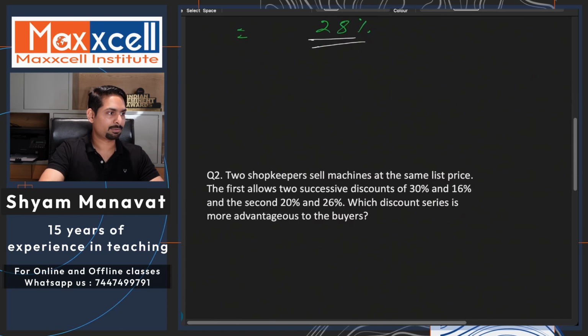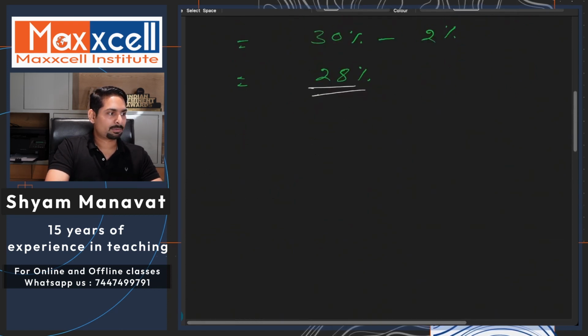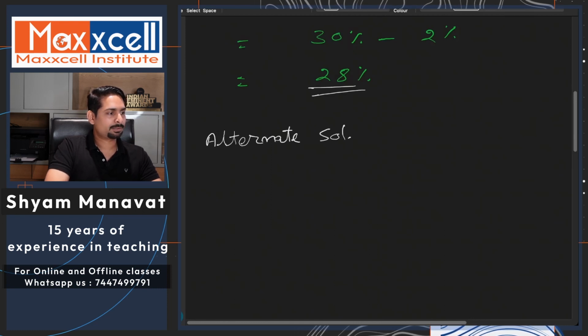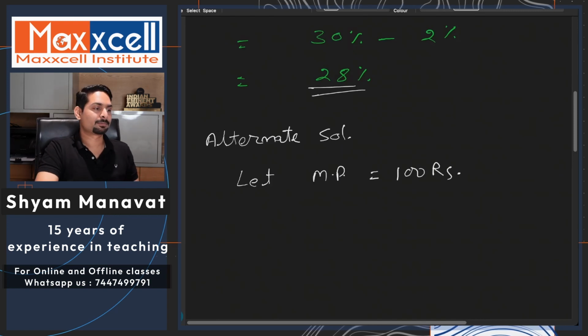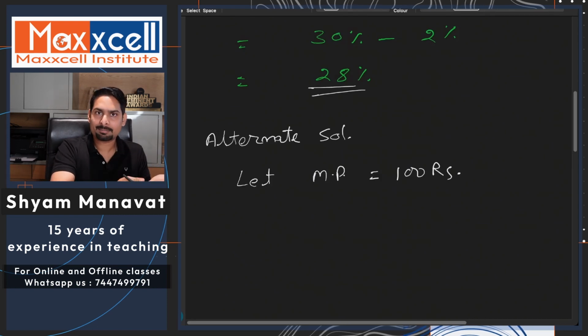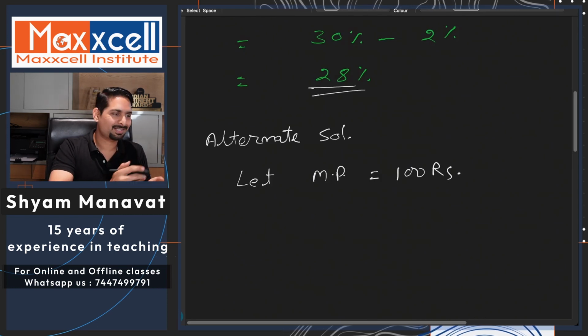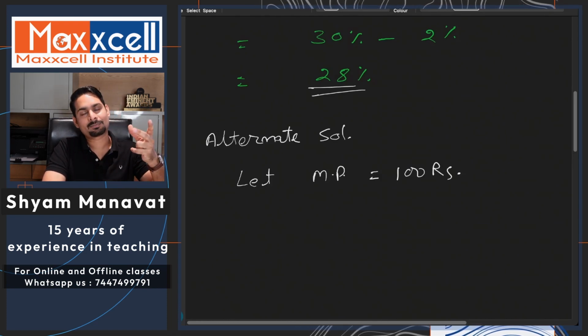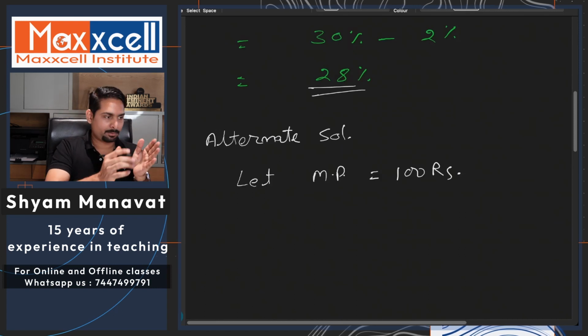Now let me show you how it will work. Discount percent is calculated on the mark price. So this is the alternate solution. I assume mark price to be 100 rupees. Why mark price to be 100 rupees? Because discount will be applied on mark price. So let's assume mark price first, and then with this we'll see what is the final selling price, and then we can see the difference. The difference will be discount. See how it will work.